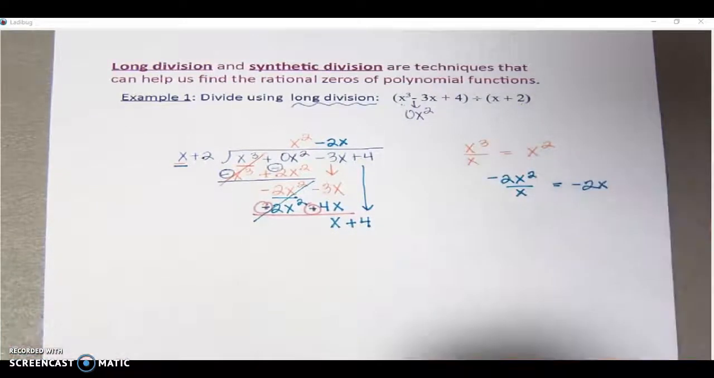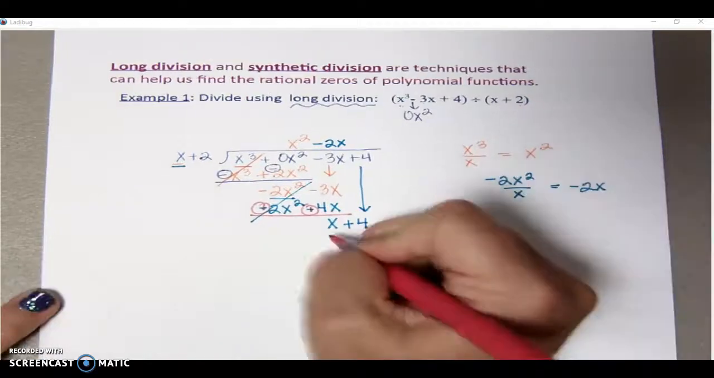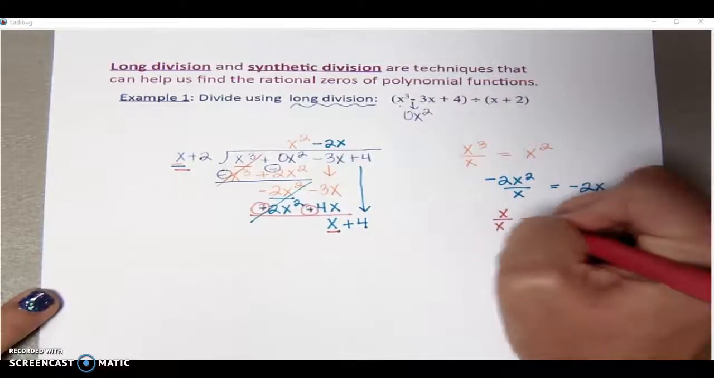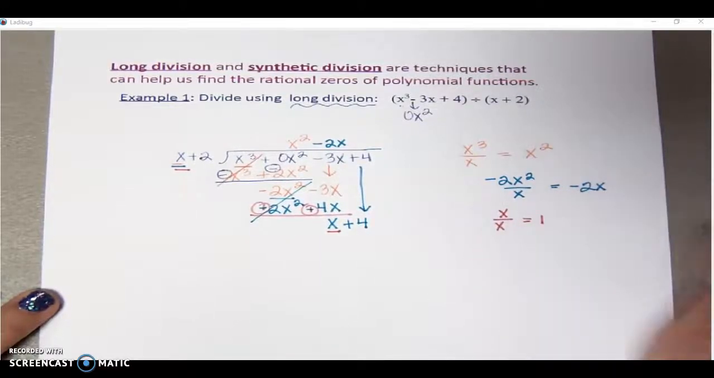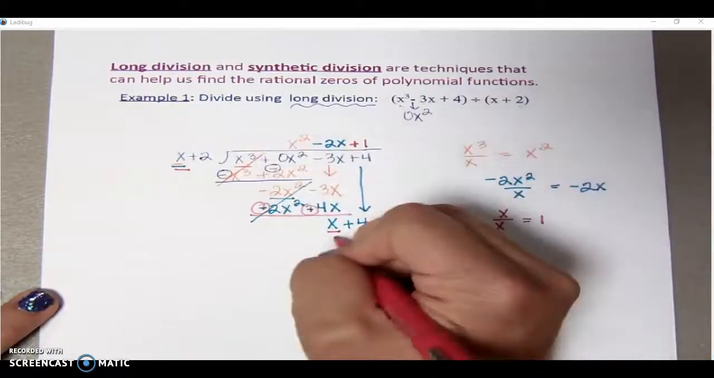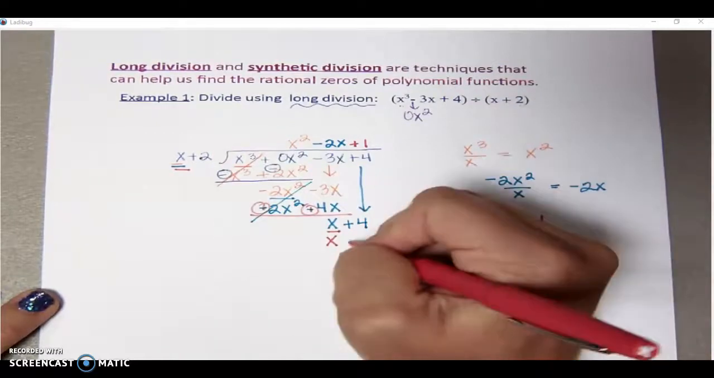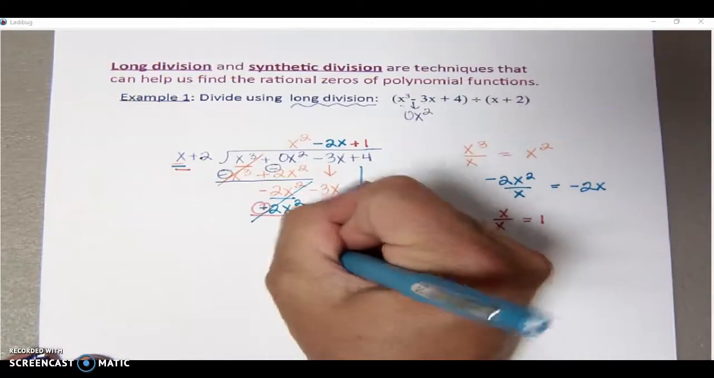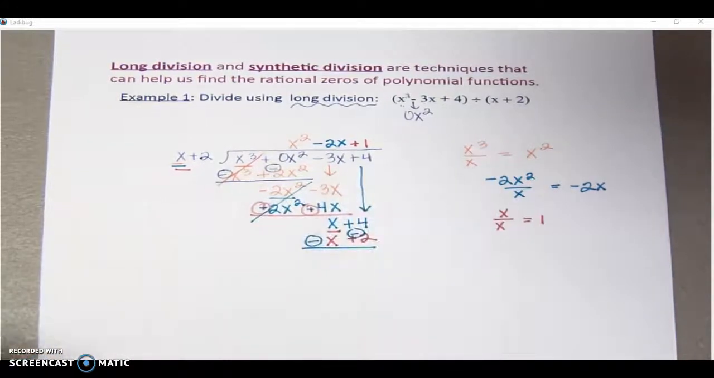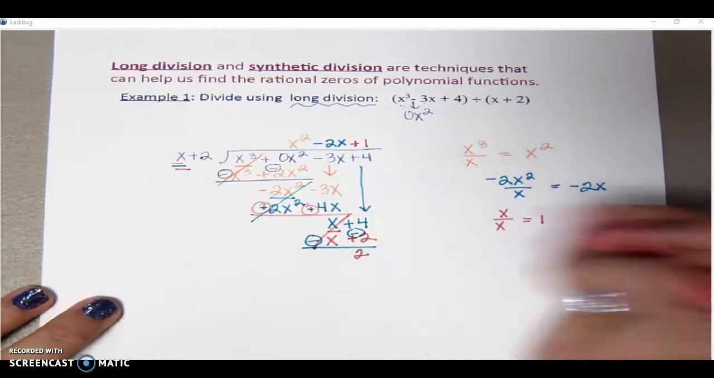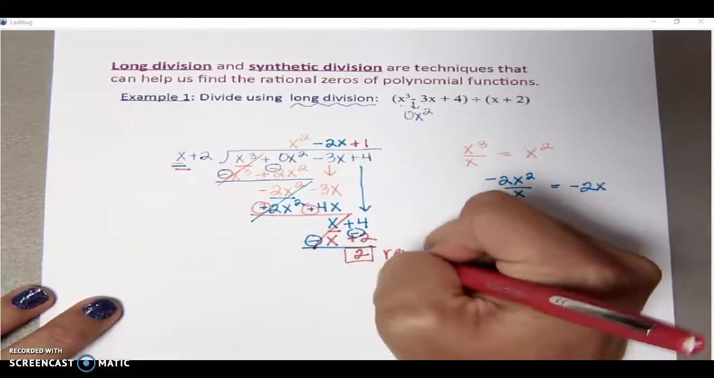That's our last term to bring down, so this will be our last round that we have to do. So then we're going to divide first term, which is x, divided by first term, which is x. So x divided by x will give us 1. Okay, so we're going to put plus 1 on top. Then we're going to multiply. 1 times x is x. 1 times 2 is 2. Then we're going to draw the line, change the signs. x minus x will cancel, and 4 minus 2 will give us 2. So this 2 is our remainder.